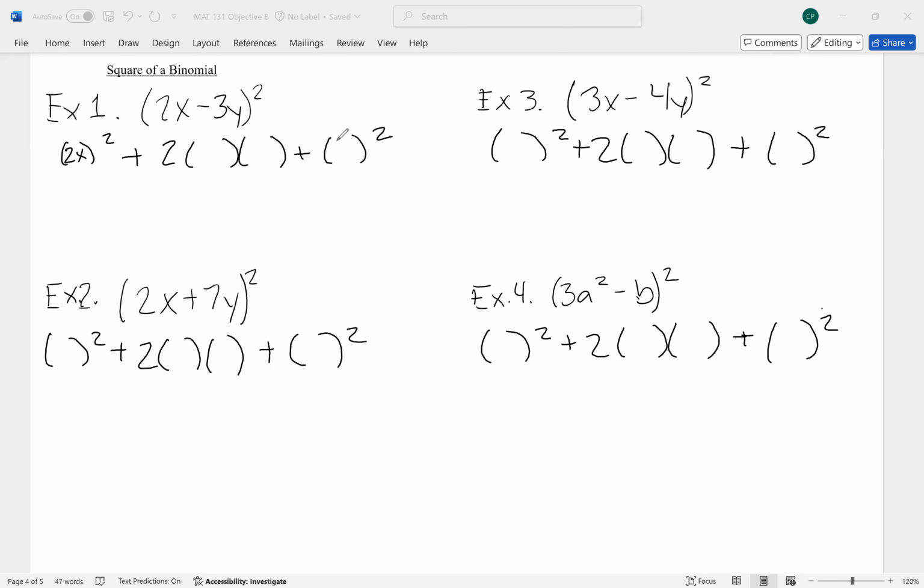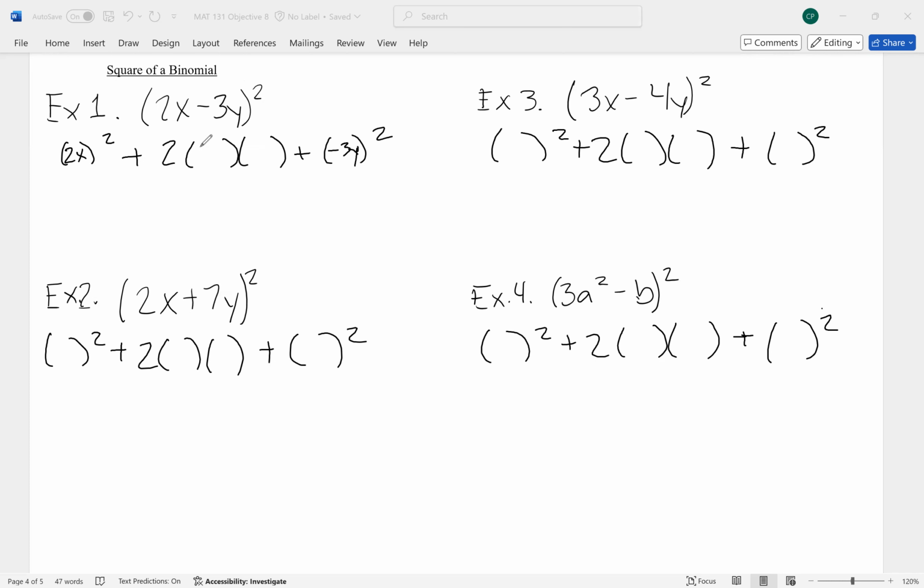And the last term is negative 3y. Now with this one, if that second term is negative, we keep that negative sign with it, okay? With the shortcut that we just did, the negative sign stays the whole time, okay? So that's one of the differences in the shortcuts.